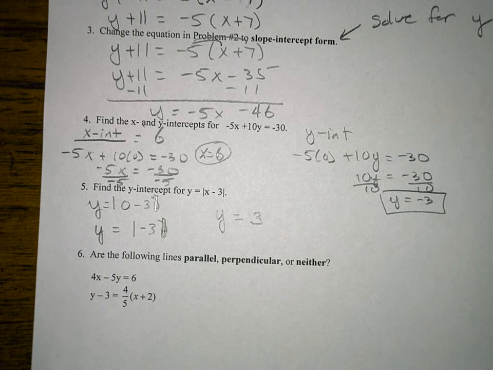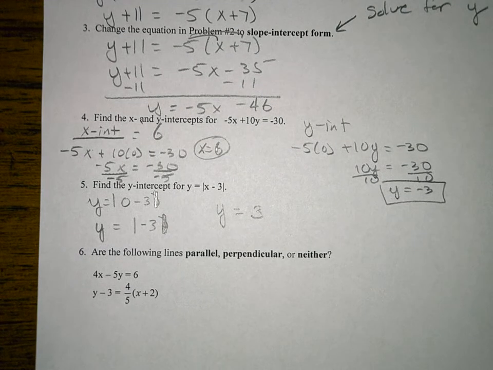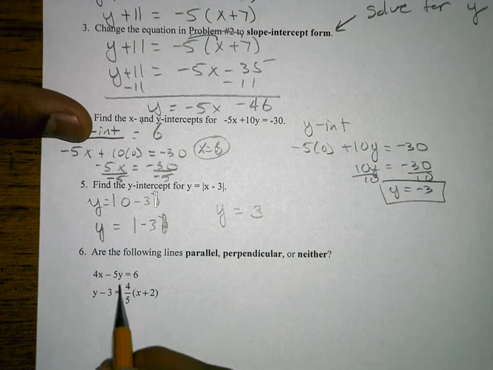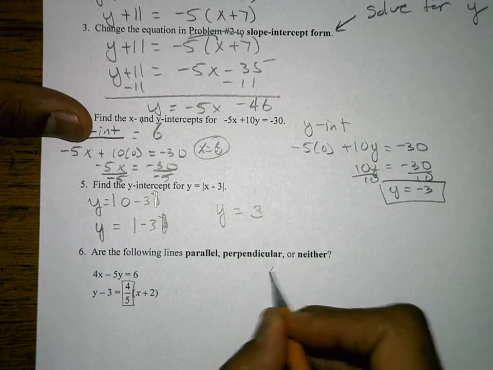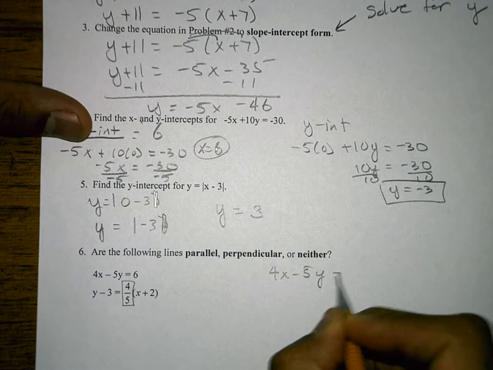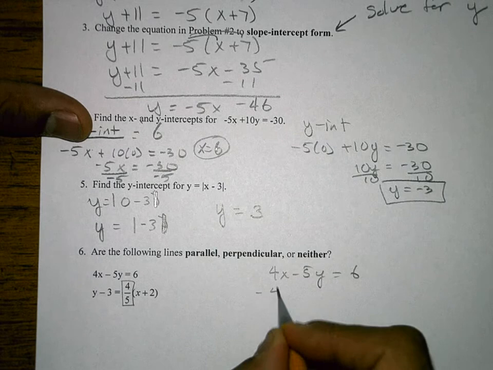Number 6, are the following lines parallel, perpendicular, or neither? So to do this, I need to look at the slope. So this one's in point slope. So I've got the slope right there for that one. It's just this one. I'm going to take it, and I'm going to solve for y and put it in slope-intercept form so I can find the slope.